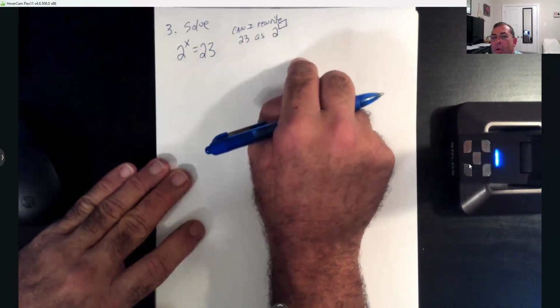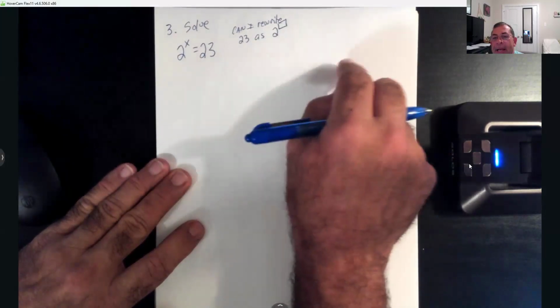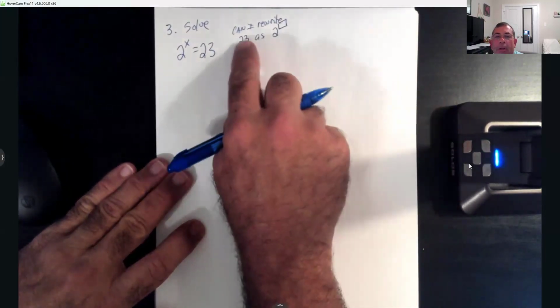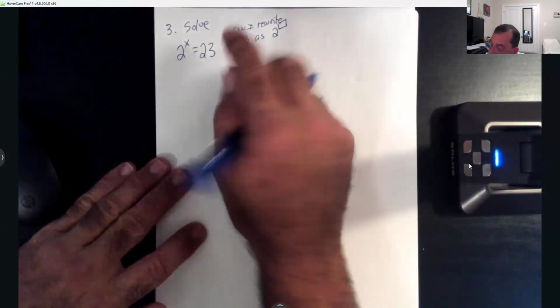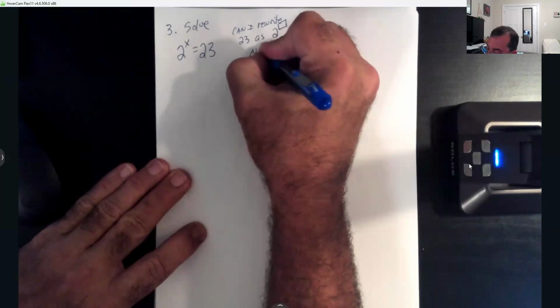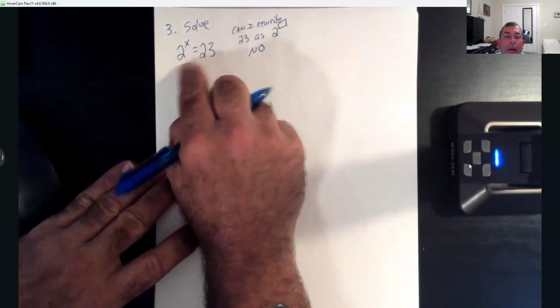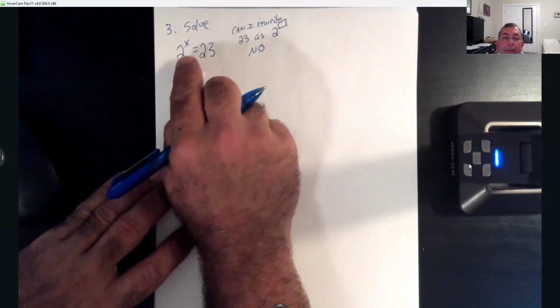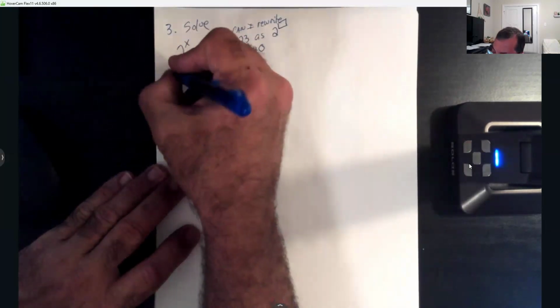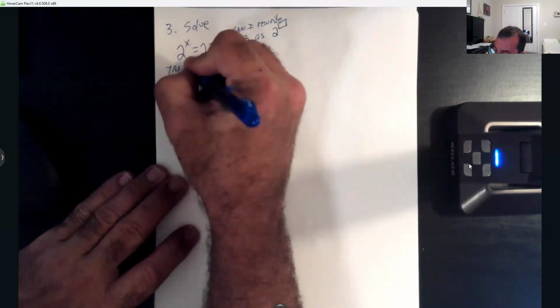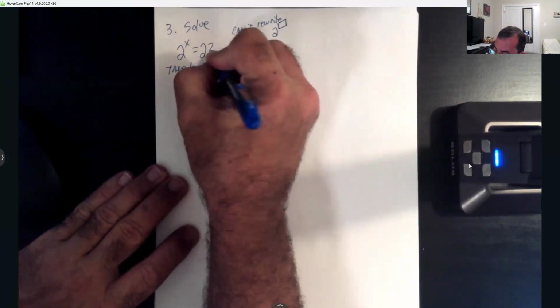Right? We know 2 to the 4th was 16. 16 times 2 is 32. So you can't turn a 2 into a 23. So that would be a no on that. So I cannot rewrite it. So since I cannot rewrite it, I'm going to take logs of both sides.